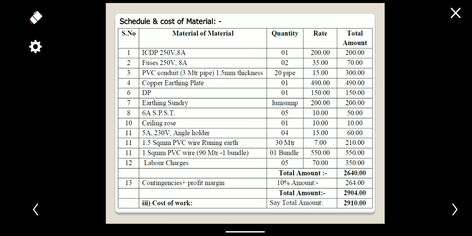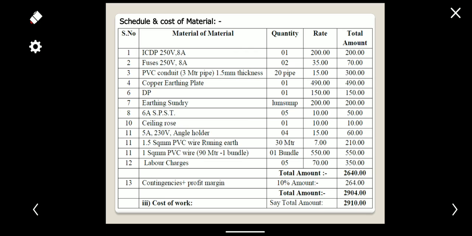Then PVC conduit, 3 meter pipe of 1.5 mm thickness. Per pipe is 15 rupees, and we want 20 pipes. So 15 into 20 is equal to 300 total amount. Then similarly a copper earth plate is used for the earthing, 1 set, at 490 each. Then DP is also used, at 150 per head.